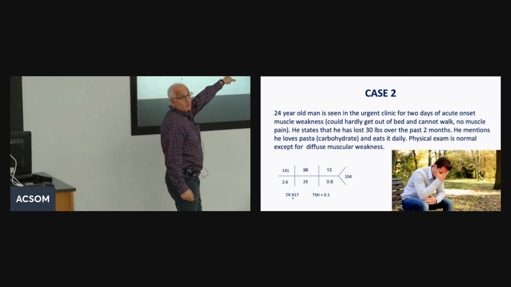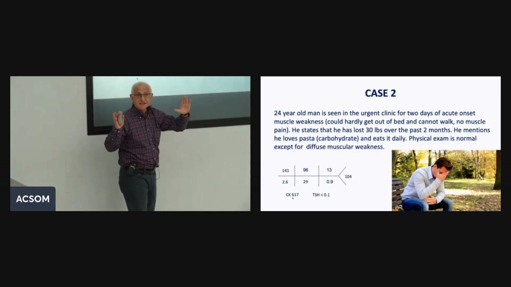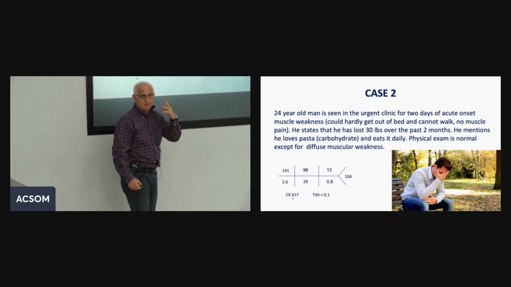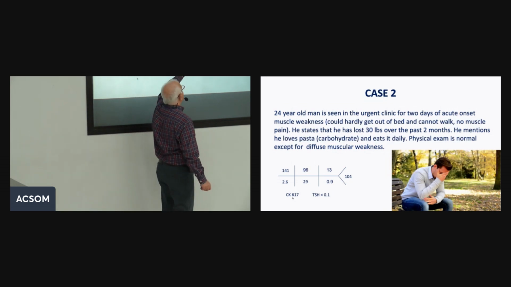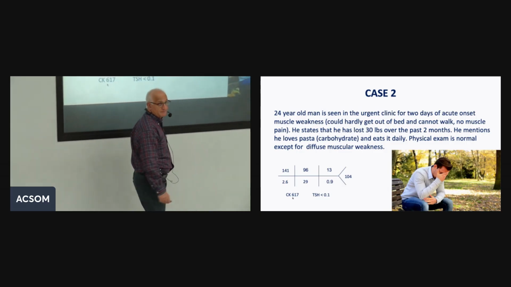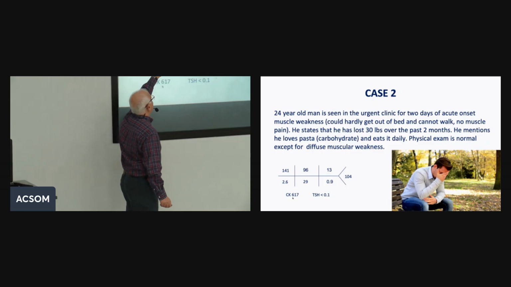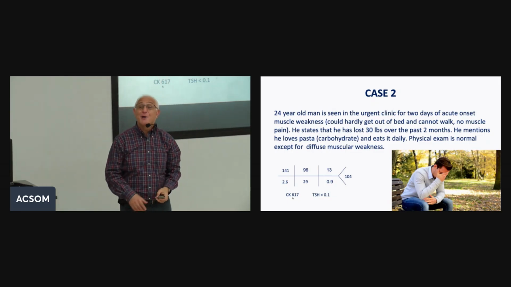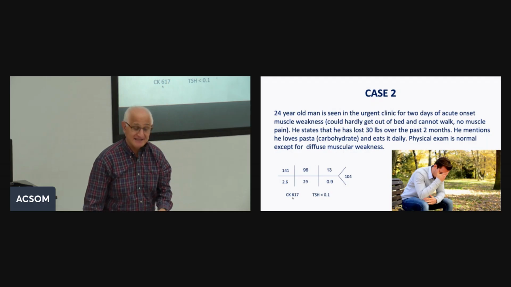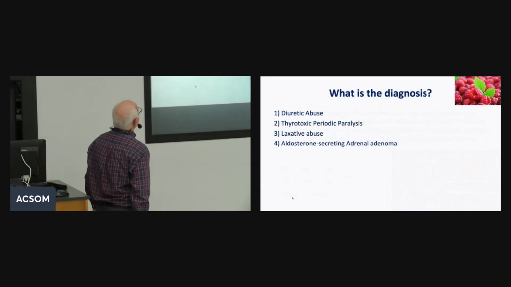Are you familiar with this form of labs? This is called skeleton labs. So this is the rule. You probably need to learn it for the future. Sodium, potassium, chloride, bicarbonate, BUN, creatinine, glucose. And you're going to see it very much in other things. So what is the potassium? Potassium is 2.6. Hypokalemic he is. Okay. What is the diagnosis?